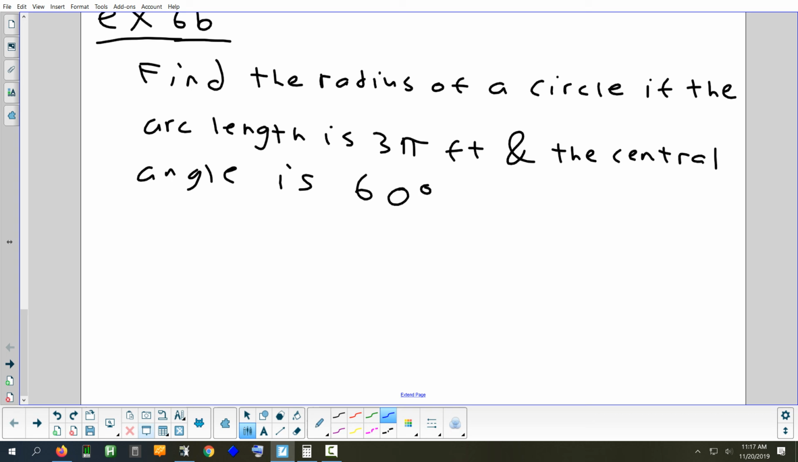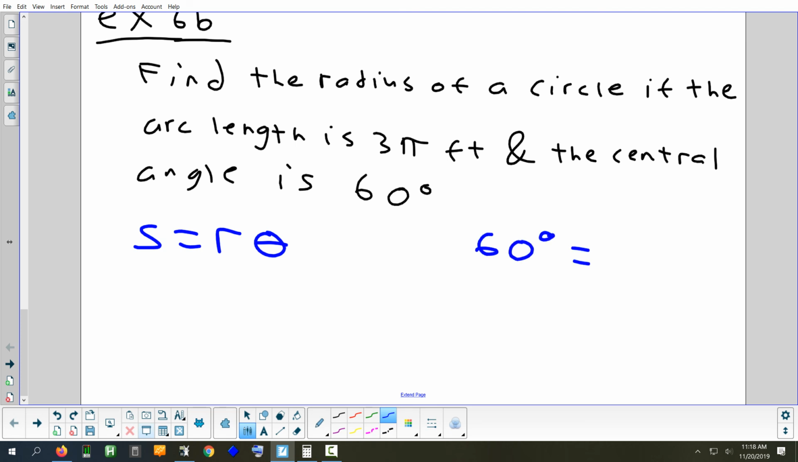Skylar, what's my formula? S equals radius and angle. Yep. S equals radius times angle. Now, before I even use that formula, what should I take care of first? Yep. Make the degree radians. We're going to make the degree into radians.